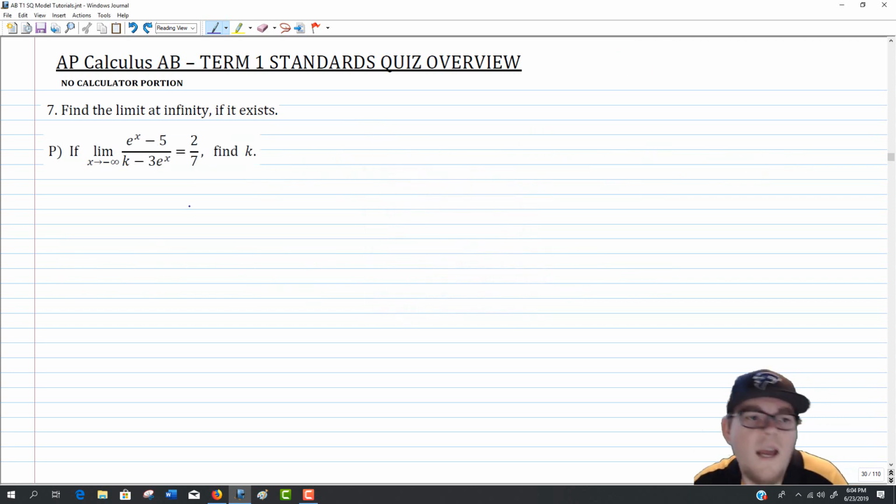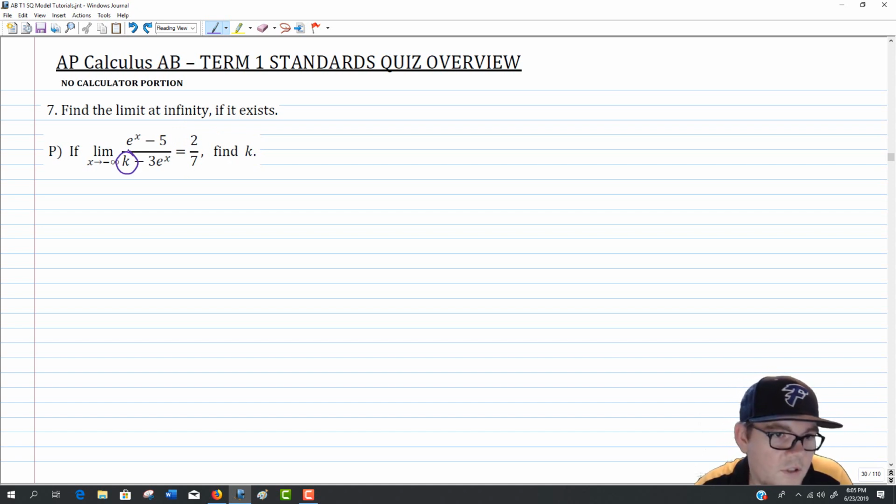The final piece for us to attack, our plus question. So taking a look and seeing what this plus question might demand. In this case, we've got a pretty complicated looking limit as x goes to negative infinity. It's e to the x minus 5 over k minus 3 e to the x. That's one of those k questions. It says that limit is equal to 2/7, and it wants us to find k.